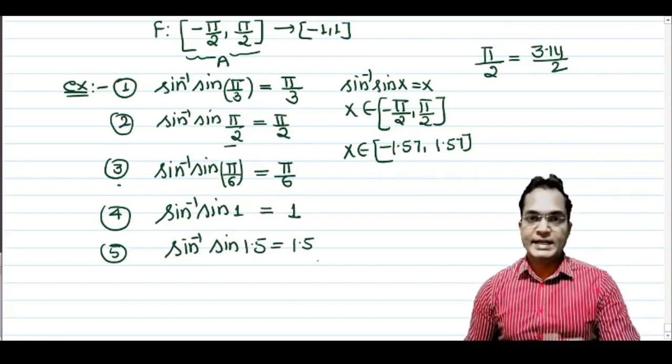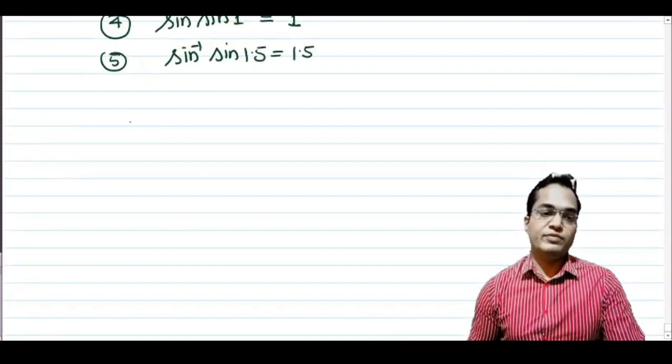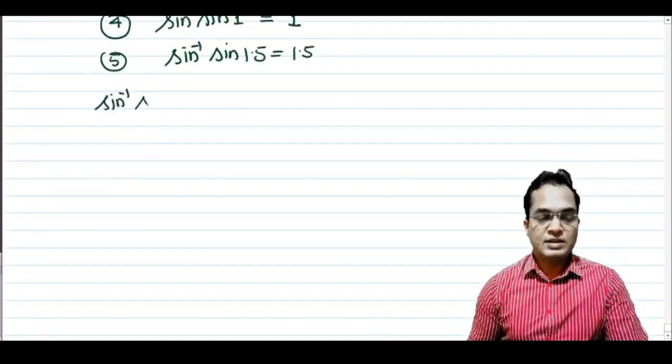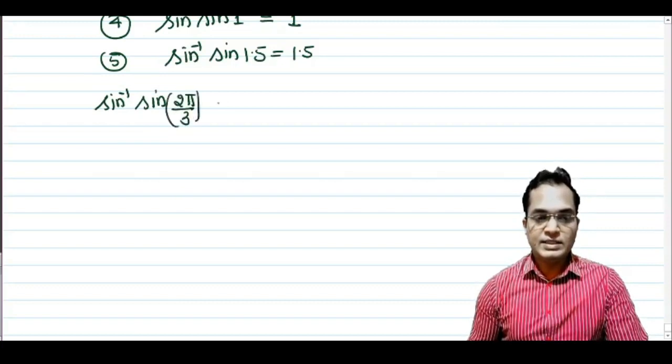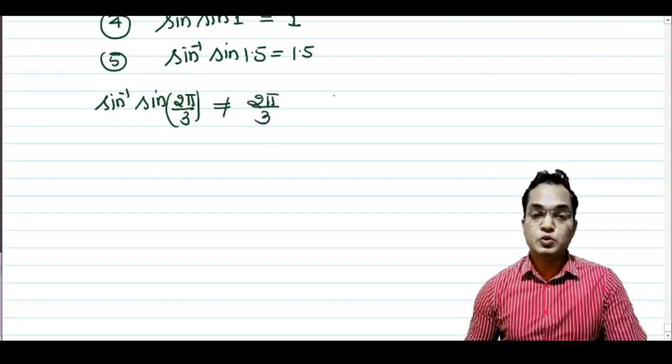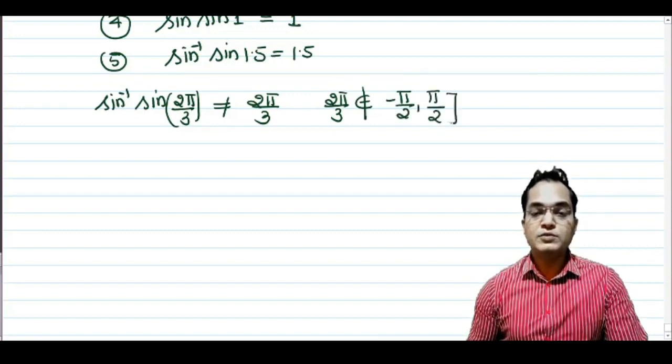Okay, now the question arises, what is the value if this x is 2 pi by 3? Is the answer 2 pi by 3? It is not 2 pi by 3, because 2 pi by 3 does not belong to minus 90 to 90. Then what will be the answer?